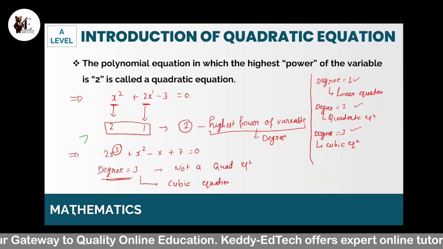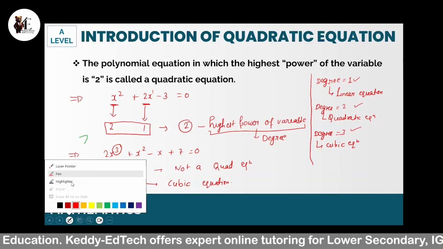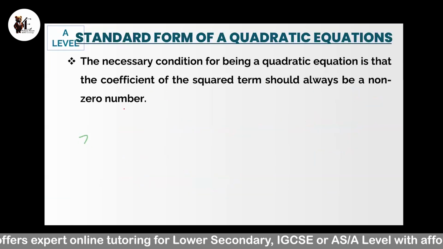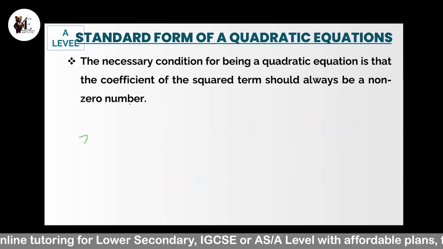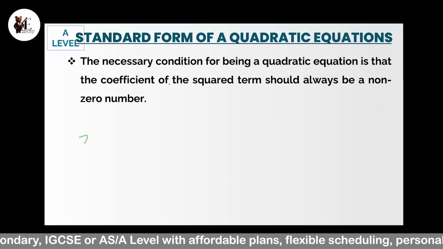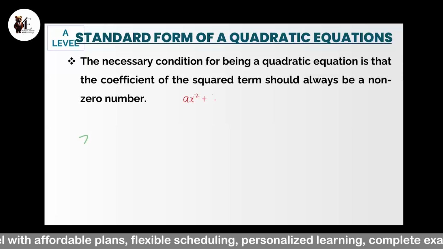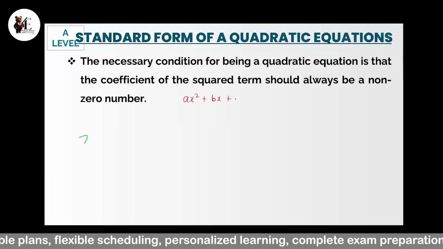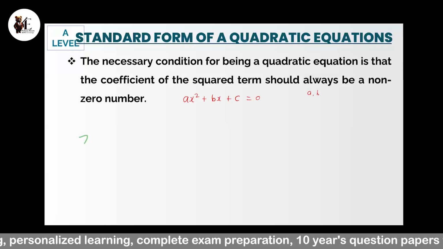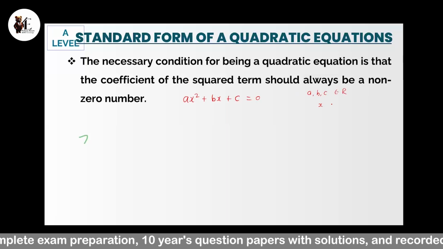Okay, so that was the first point. We'll cover that point also. There is a necessary condition, a very important condition, for a quadratic equation. We know this is the standard form of a quadratic equation: ax square plus bx plus c is equal to 0. Here a, b, c belong to real numbers, and x is the variable.